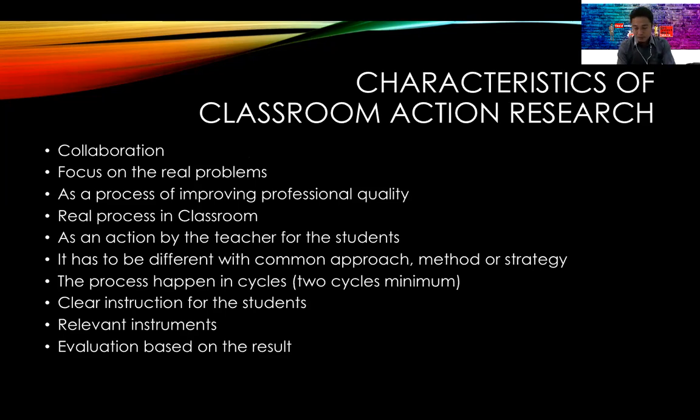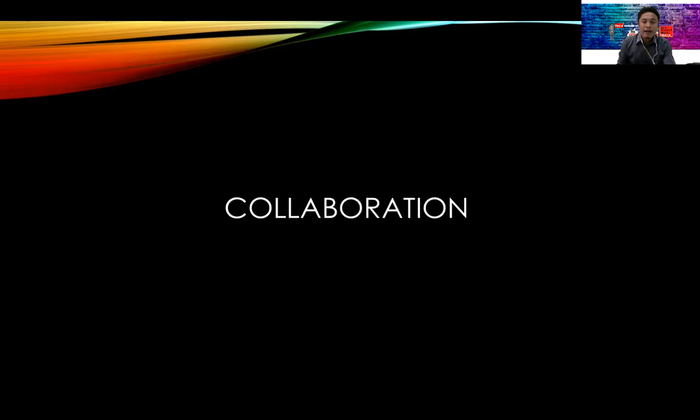One more time, you can add any characteristic of classroom action research based on your own view. That will be okay. And then this one, collaboration: working together with all elements that we have in a school, with the principal, parents, teachers, with all parts of the school that can help us in conducting the classroom action research.